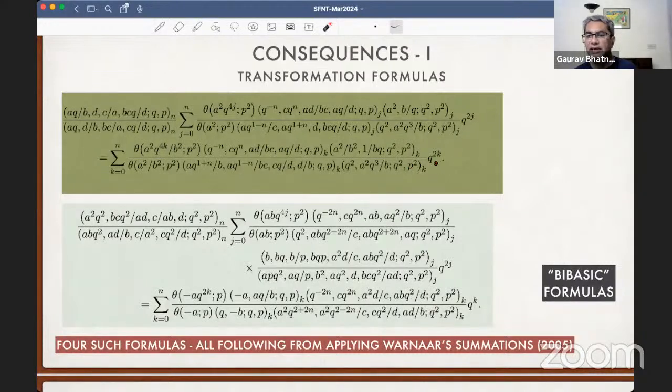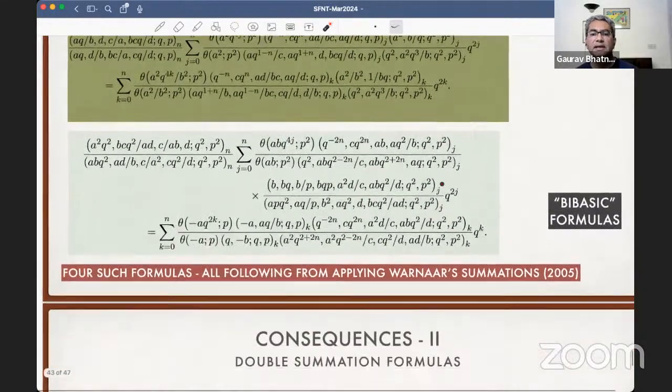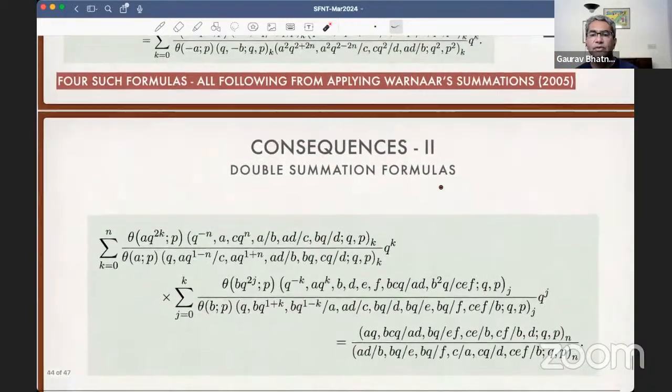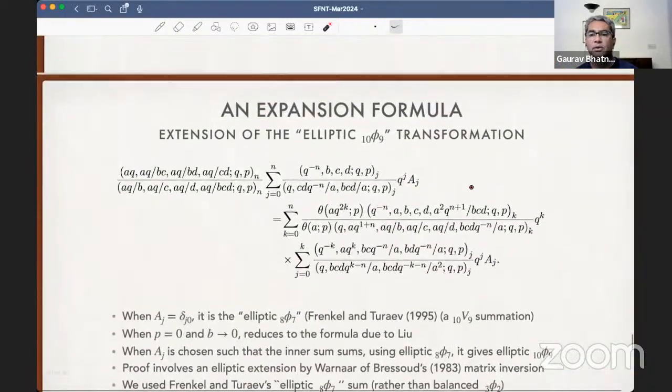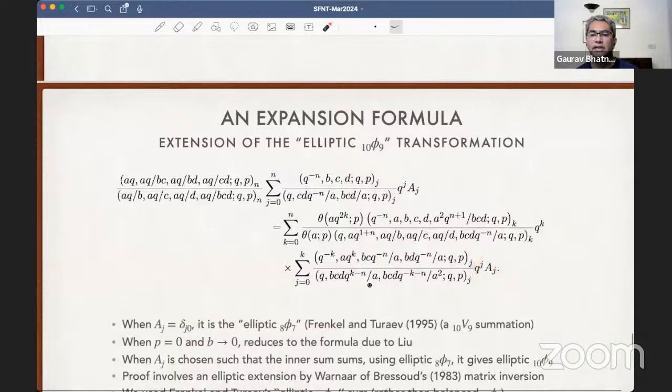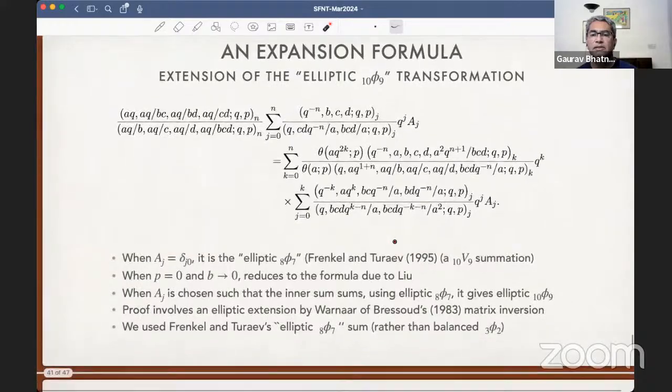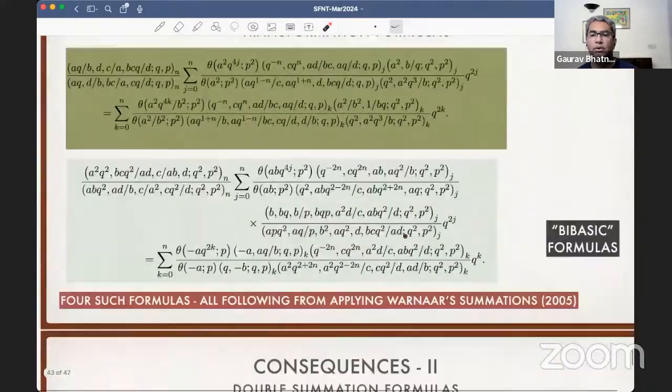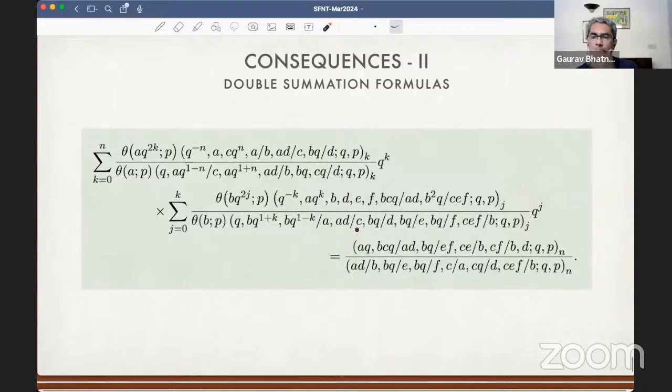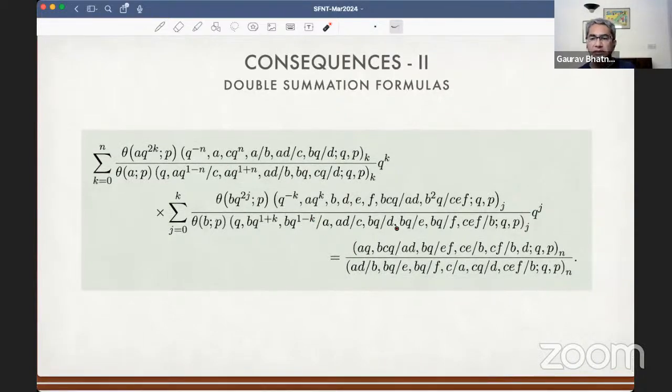So if we use the 10v9, we get back the Frenkel and Turaev transformation. So these are similar in that respect, and it was immediate to get these formulas. So we get 4 of these, and then we could also get this so that the inner sum is summable, or we could get this so that the inner sum is summable. So with the same formulas and maybe one more, we got double. So here we got a double summation formula.